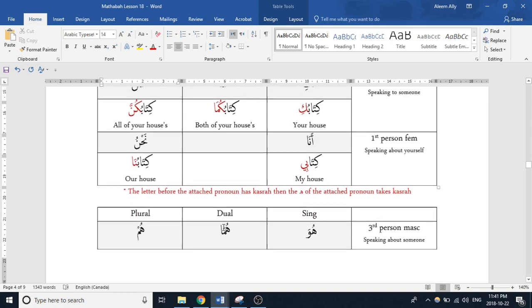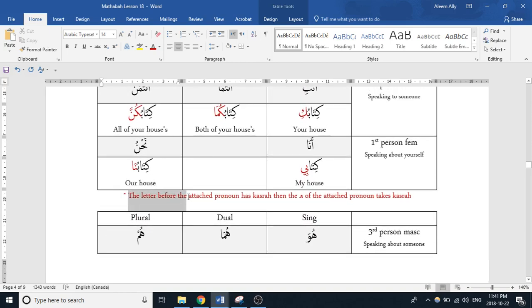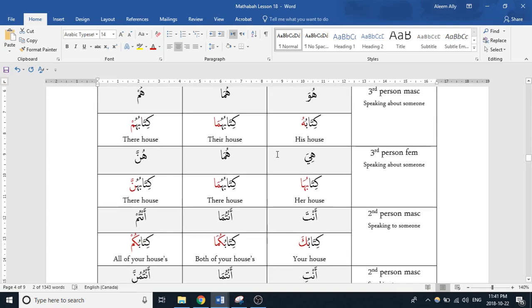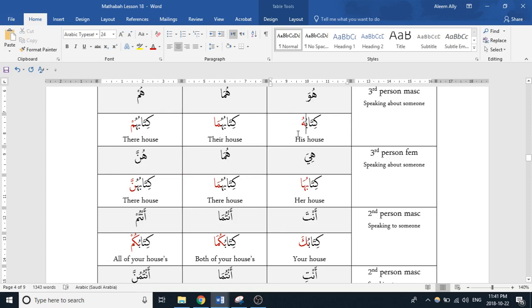One thing to keep in mind is that if the letter before the attached pronoun has a kasra, then this ha that we see here, kitabuhu, huma, hum, huma, hunna, those five scenarios with those has, they'll become he. So if this was bi, then this would be he, so it would be kitabihi. That can happen if there's a harfu jar forcing the mudaf here to go into a state of jar, it will take kasra and it would become kitabihi.